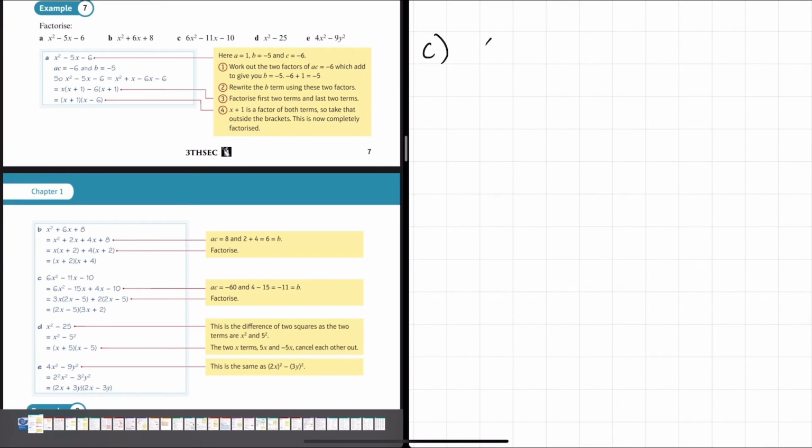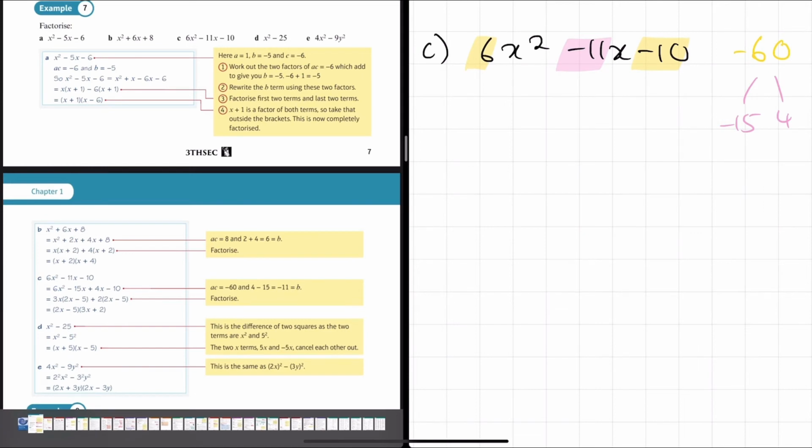C. 6x squared minus 11x minus 10. Now this is where we will use the second method because we have a coefficient to x squared that is greater than 1. The coefficient that we have is 6x. So we're going to do 6 times minus 10, which gives us minus 60. And then factors of minus 60 that give us minus 11. So that would be minus 15 and 4. So now what we need to do is rewrite our quadratic, but instead of writing minus 11x, we're going to write minus 15x plus 4x.